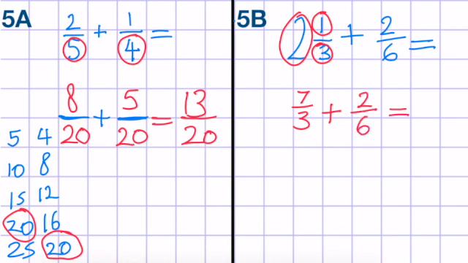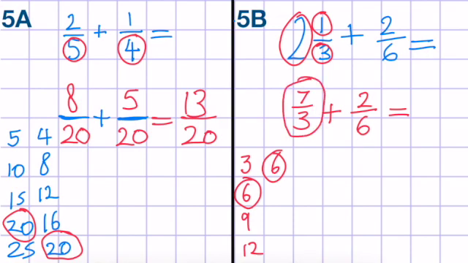So now we have an improper fraction because the numerator is higher than the denominator. And now we do it in the usual way. We need to write our 3s and our 6s. 3, 6, 9, 12, and then 6. Now straight away I've realised that 6 is a multiple of 3, so I only need to change 7/3.